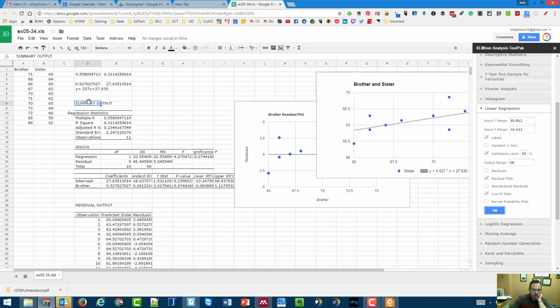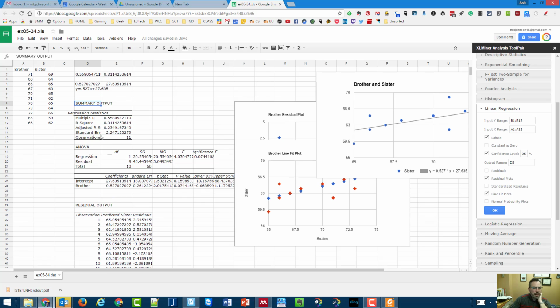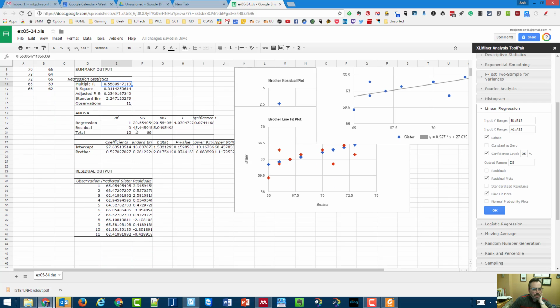So when I hit OK, it gives me the summary output, and now it's giving me two new plots. First of all, in the summary output, it tells you here's what that R squared was, as well as this multiple R, which if you notice really is that correlation value. So it had a correlation of 0.55, it had an R squared value of 0.31, talks about some error things, but then it does give me the two coefficients right here. It gives me the x and the intercept. So the coefficient of brother, which was my x value, the number that goes in front of x. So again, looking at that line, 0.527x plus 27.635.